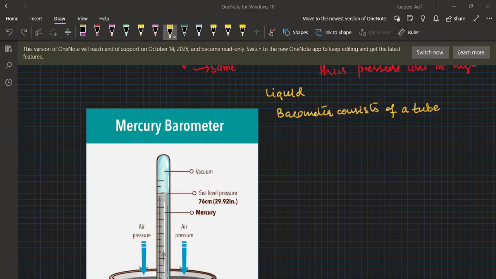Right. So barometer consists of... wait, is it called a liquid barometer, or is this a liquid heading? It's a liquid barometer.